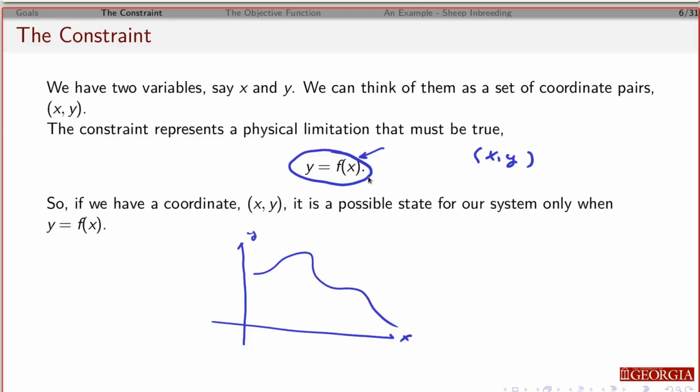So if the graph of these values of y and x is something like this, then that's a valid point to consider. That's a valid point to consider. But this point out here, that is not a feasible point for me to examine. I can't look at that because it does not satisfy my physical constraints. And the question I'm going to ask is, of all of these points on this line, which one is going to be best? Which one will be optimal in some sense?